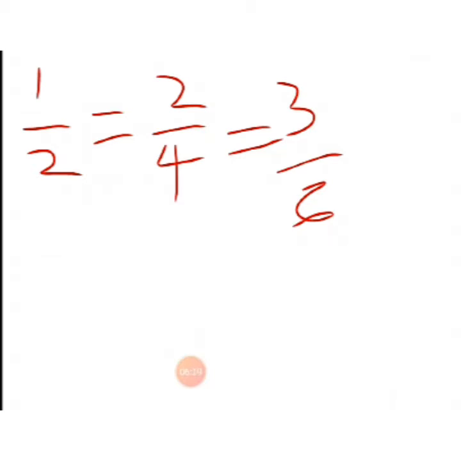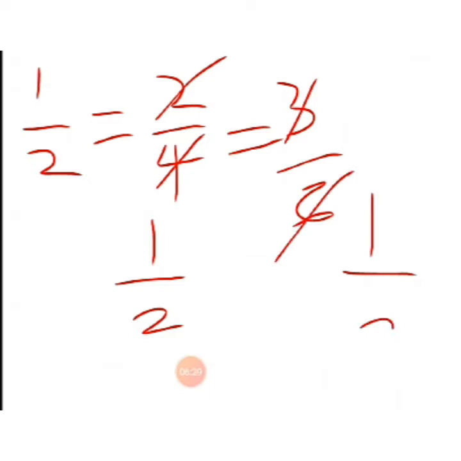Why are they equivalent? Because if you reduce 2 over 4 to the lowest, then you still have 1 over 2. Let's try that. 2 cancels itself, 1. 2 goes into 4, 2. You can see we're still having 1 over 2. Let's do the same thing to the other fraction. 3 goes into itself once. 3 goes into 6, 2. So it means 1 over 2, 2 over 4, and 3 over 6 are equivalent fractions.